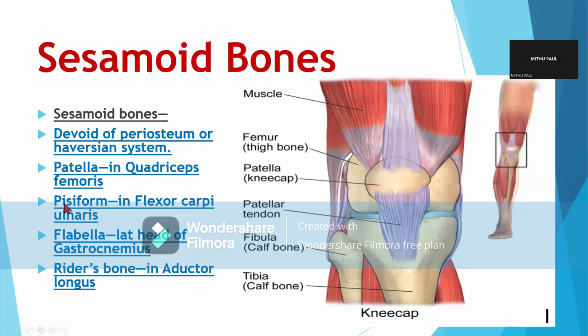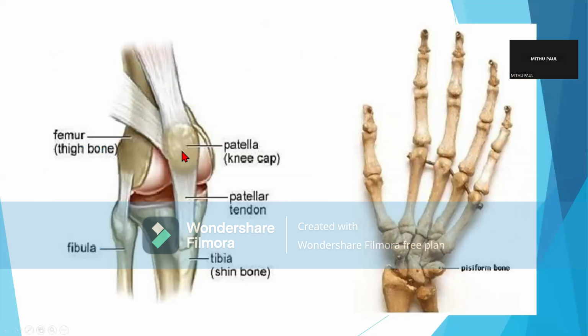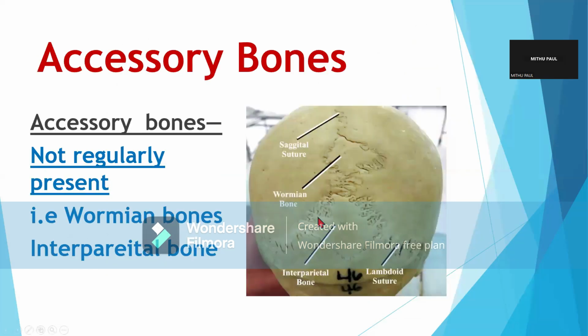Some of the examples are the patella and the pisiform. The pisiform develops within the tendon of the flexor carpi ulnaris. The meaning and action of everything will be explained by the name. Then the fabella, lying in the lateral head of gastrocnemius. It will gradually get clear, but get the name in your brain right now. We will clear it gradually. Rider's bone is in the adductor longus tendon or tendinous origin. This is the patella, and thereafter this is the pisiform. These are the two sesamoid bones.